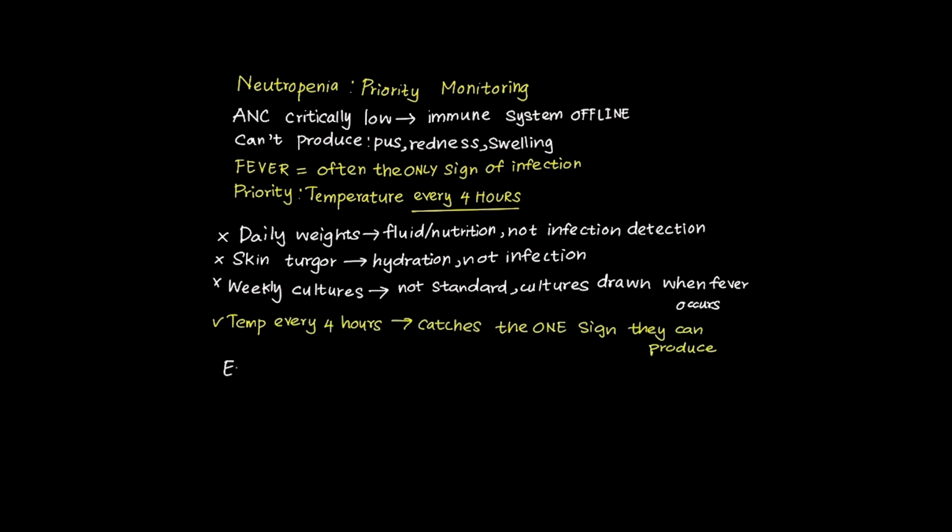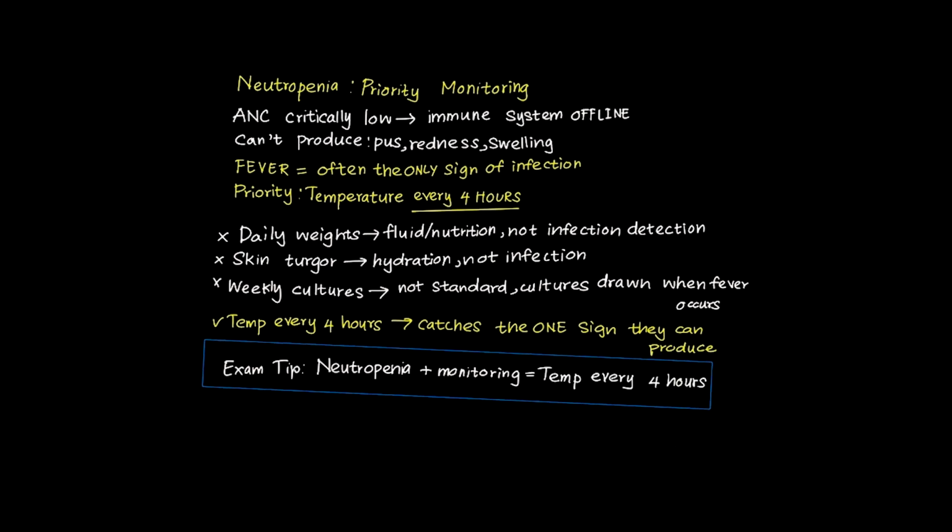Here's a WGU D454 OA exam tip for you. Neutropenic patient plus infection monitoring equals temperature checks every 4 hours. Fever is the canary in the coal mine, often the only warning you'll get. Recall hook. Neutropenic means check the number on the thermometer. NT. Neutropenia means thermometer priority.